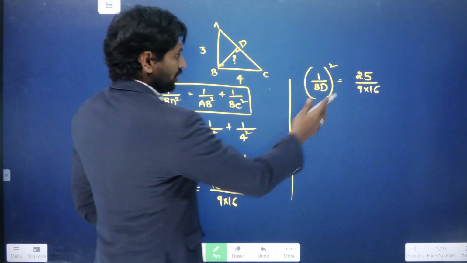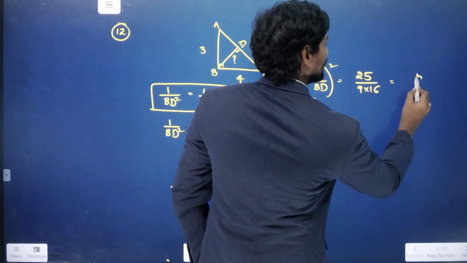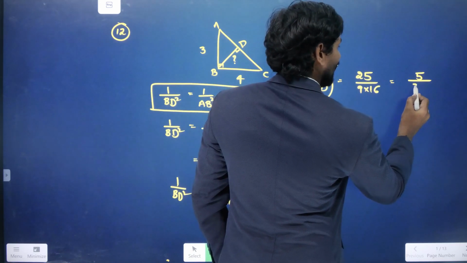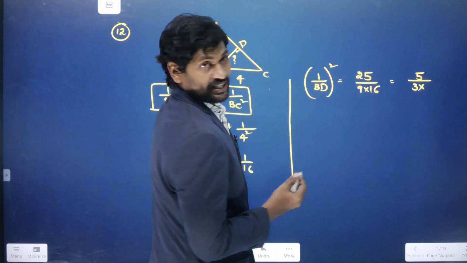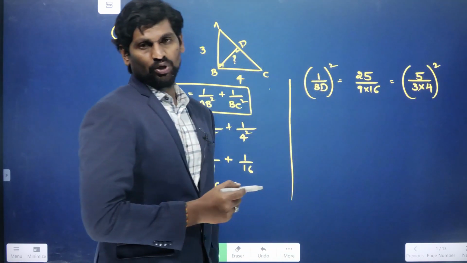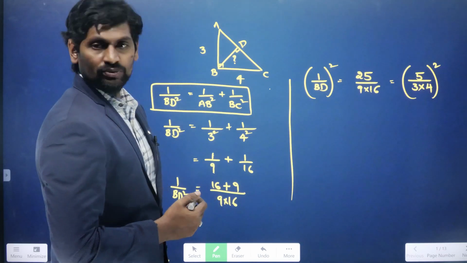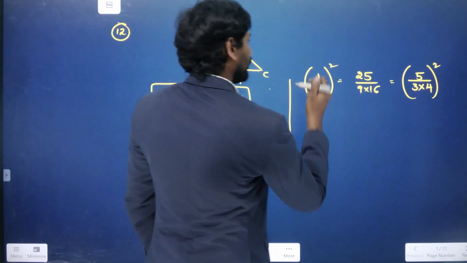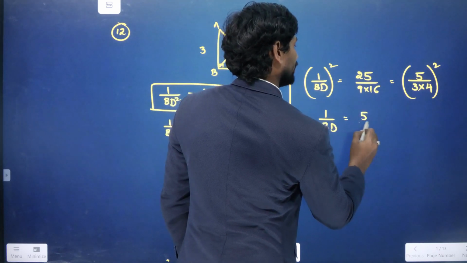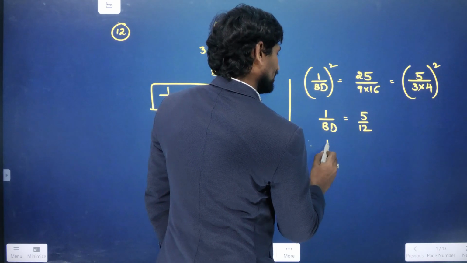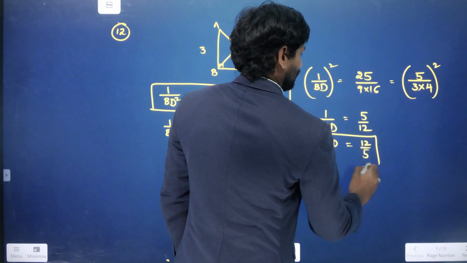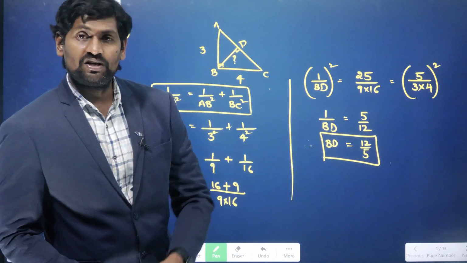Now the right hand side, we can write 25 as 5 square, 9 as 3 square, and 16 as 4 square. So simply I can write 5 by 12 whole square. 3 into 4 is 12. So both sides squares can be cancelled. Then 1 by BD equals 5 by 12. I want the reciprocal value, so BD by 1 is equal to 12 by 5. If you want, you can convert into a decimal value according to your options.